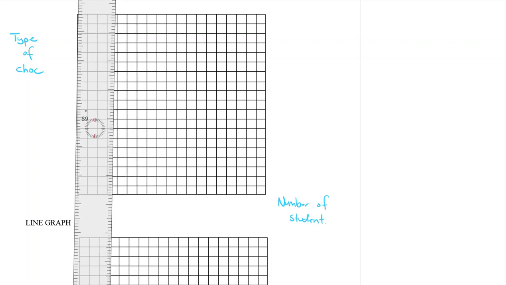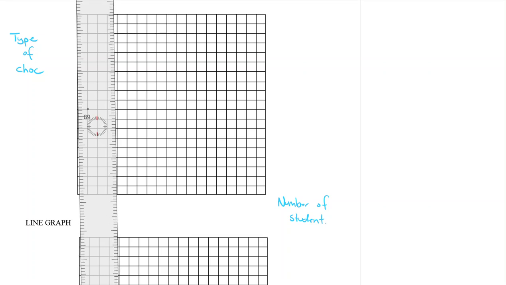Now, the only difference between the column graph and the bar graph is that we're going to switch the axes around. We're going to put the type of chocolate on the vertical axis, and we're going to have the number of students on the horizontal axis. So let's get our ruler out. Let's draw in our lines, like that.